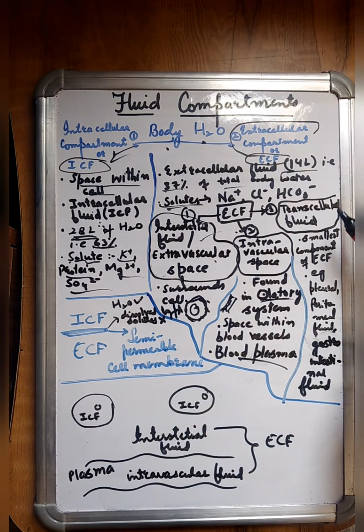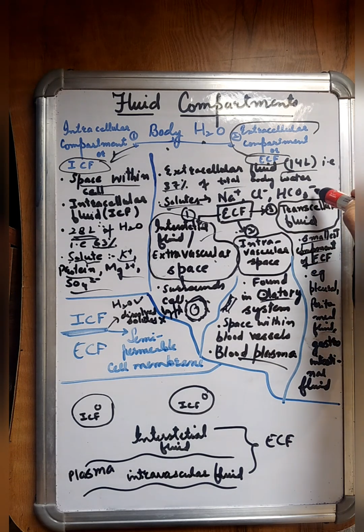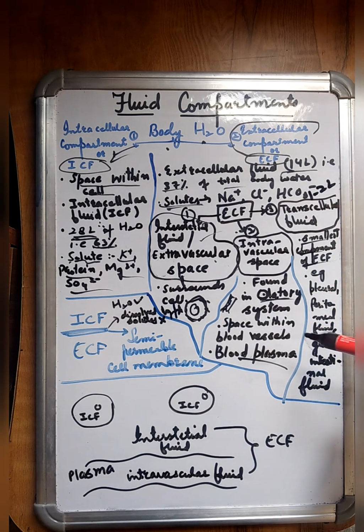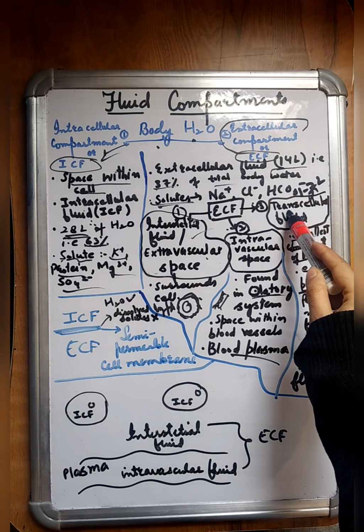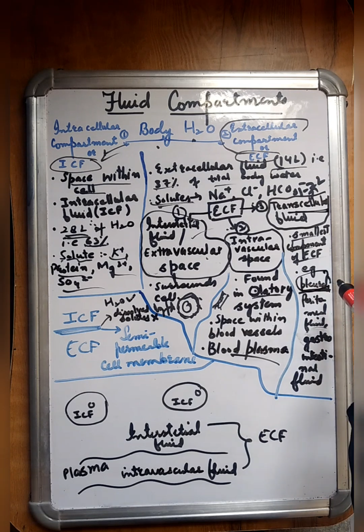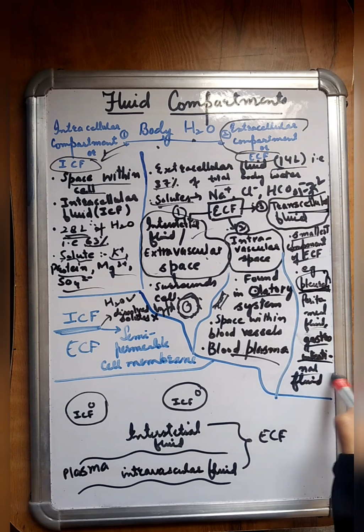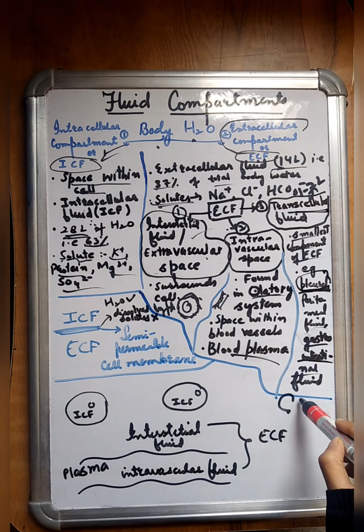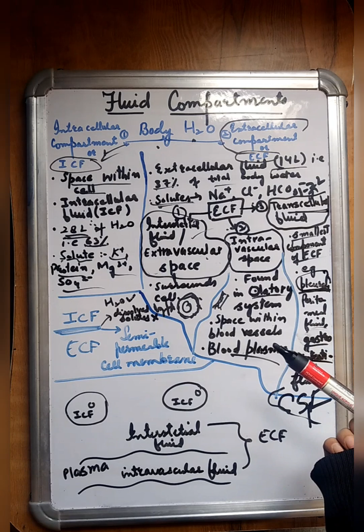Fine. So now we will talk about the transcellular fluids. This is the smallest component of the ECF. Actually it is 1 to 2 liters in quantity. Examples of transcellular fluid are the pleural fluid, which surrounds the lungs, the gastrointestinal fluid, and the cerebrospinal fluid, which surrounds our brain. Fine, these are some of the examples of transcellular fluid.